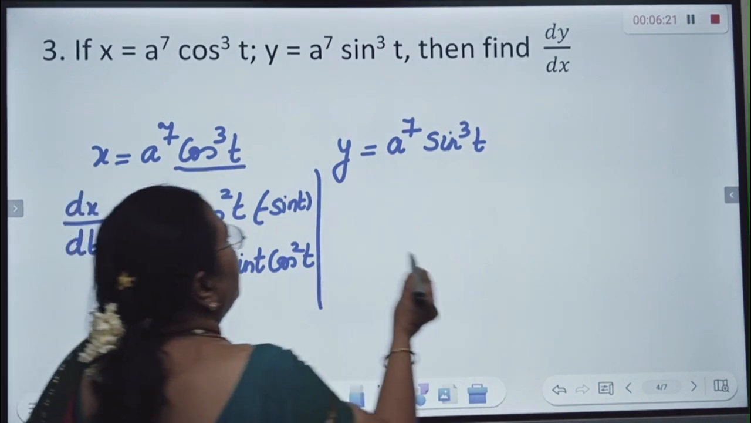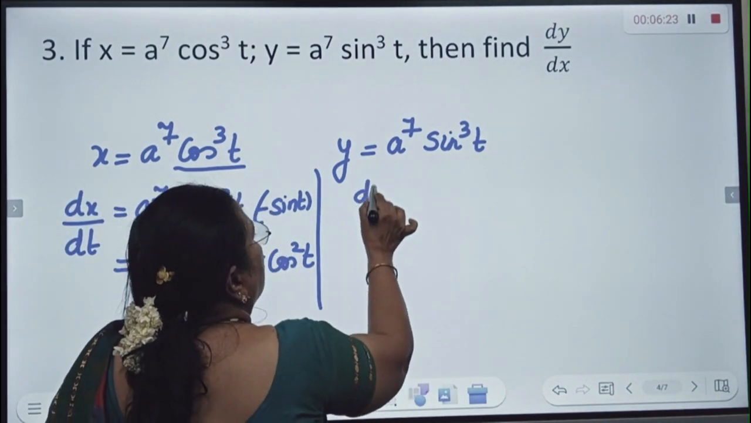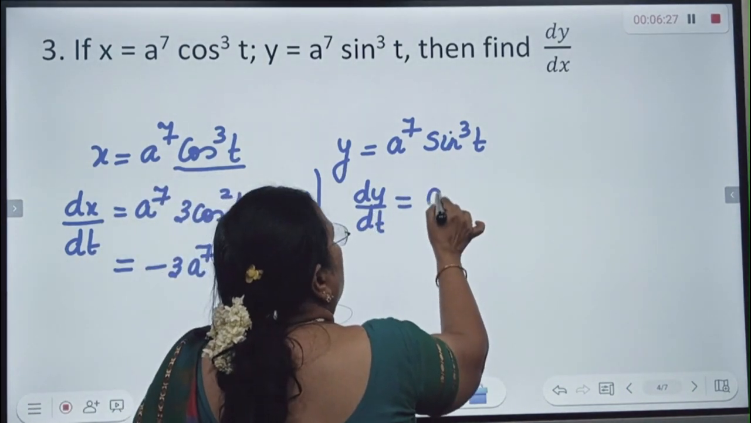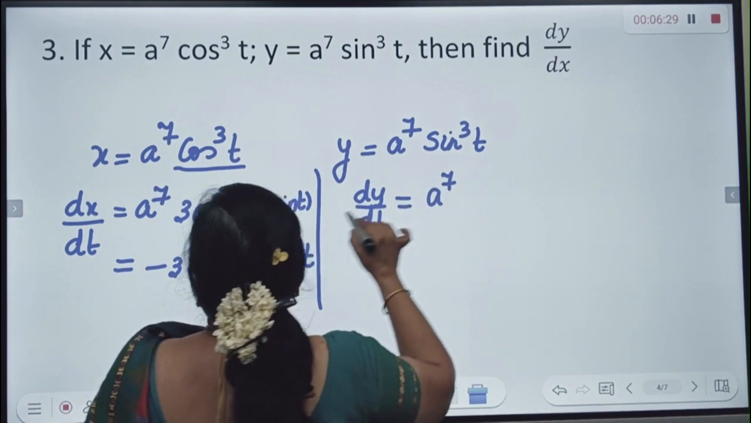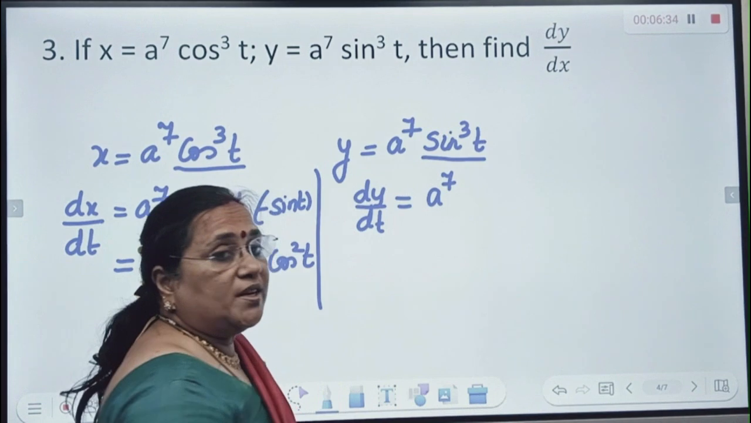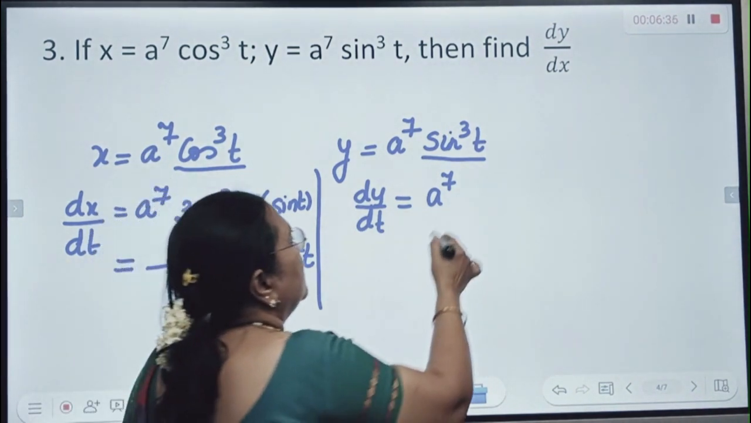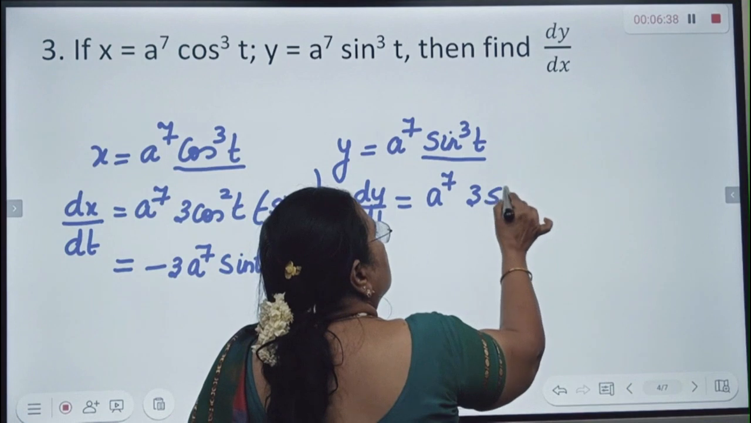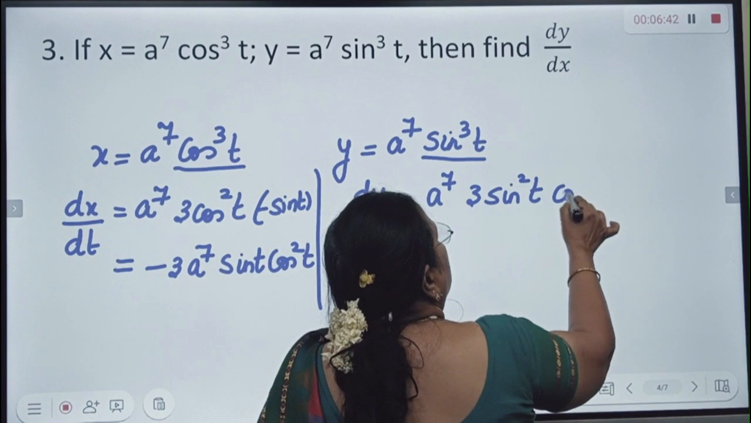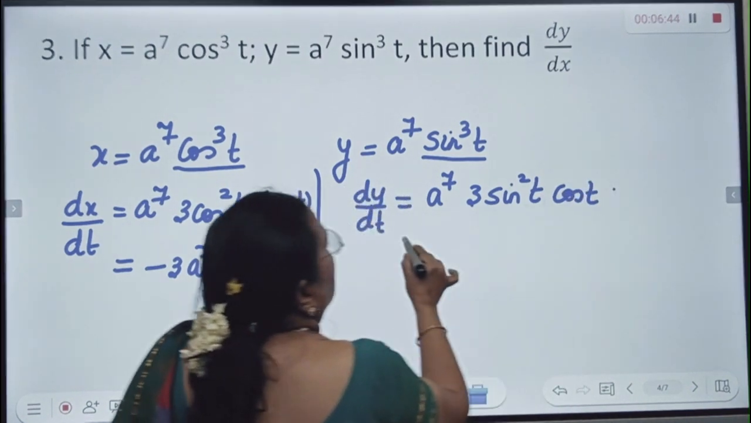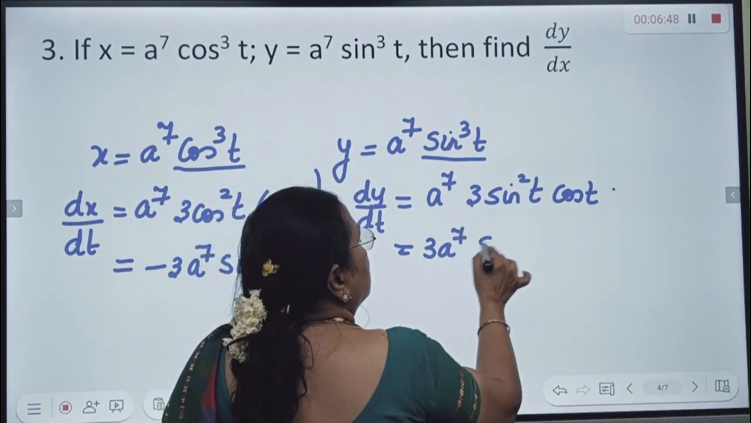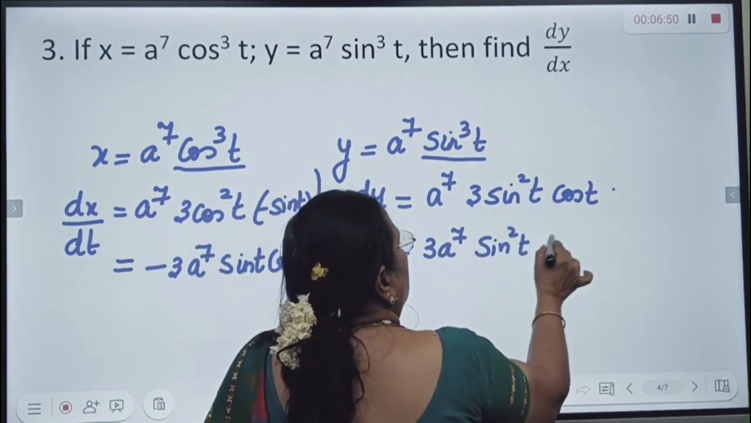Now what is dy by dt? dy by dt is again, this is a constant. Now differentiate this. This is of the form x cube. What is the derivative of x cube? 3x square. So 3 into sin square t into derivative of sin t, which is cos t. So this is 3a power 7 sin square t cos t.